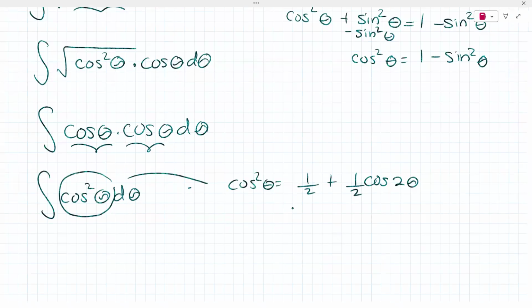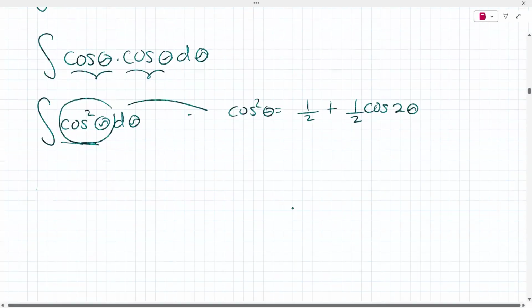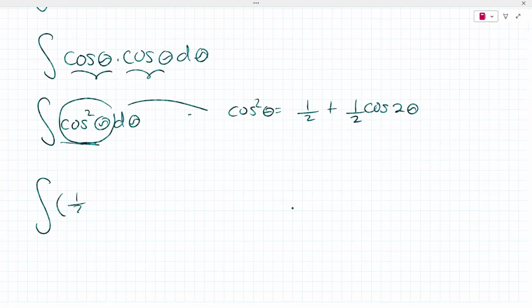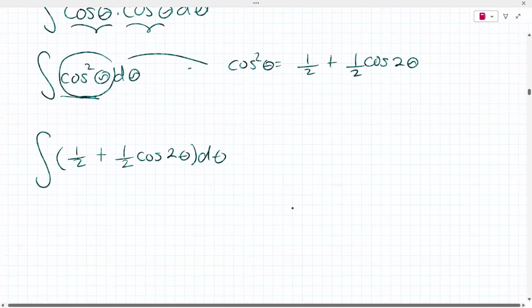Right? So that's what I'm going to do. I'm going to replace this with that. So it's going to be 1/2 plus 1/2 cosine of 2 theta, and we still have this d theta. So now we can take the integral of this. You could just take the integral of each term.